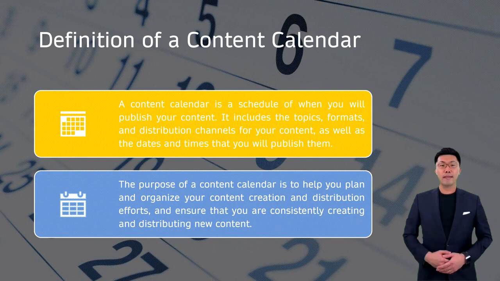It includes the topics, formats, and distribution channels for your content, as well as the dates and times that you will publish them. The purpose of a content calendar is to help you plan and organize your content creation and distribution efforts and ensure that you are consistently creating and distributing new content.